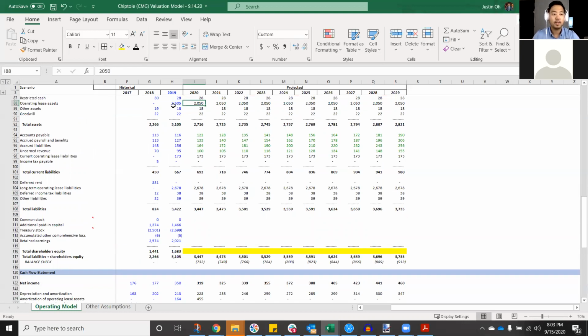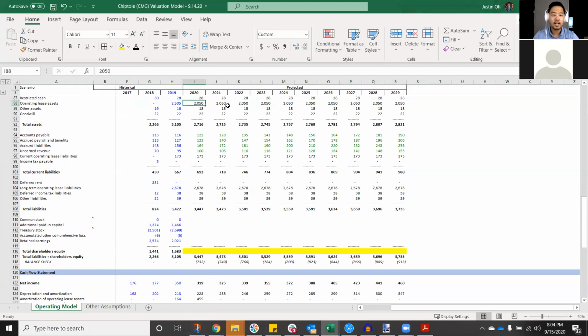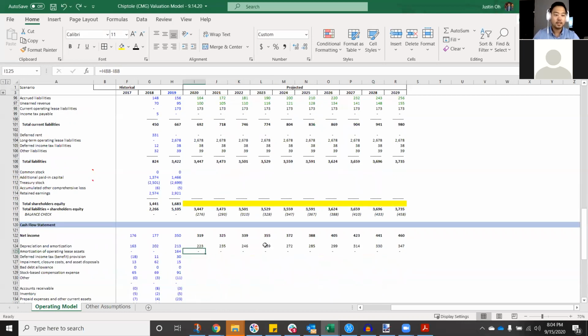So if an asset goes down, that's a cash inflow. If an asset goes up, that's a cash outflow. So if instead they just accrued more operating lease assets, and this went to 3,000, that would be a cash outflow. You see that? Hopefully you've learned that before, but if not, I can explain that in detail if you have a question after this session. So basically, I'm going to do that for everything.